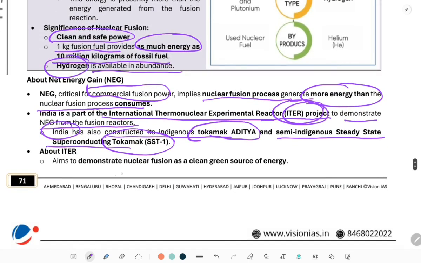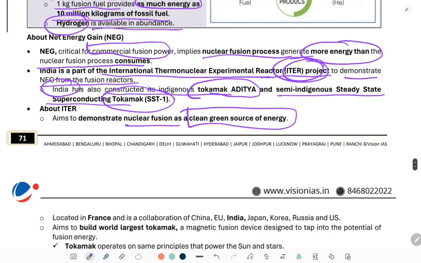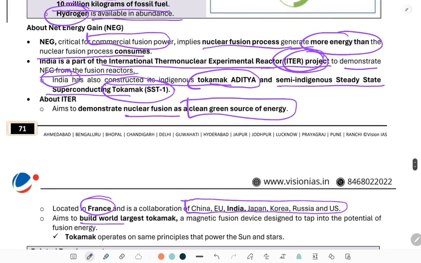This ITER aims to demonstrate nuclear fusion as a clean, green source of energy. ITER is located in France, and is a collaboration of China, EU, India, Japan, Korea, Russia, and US. It seeks to build the world's largest tokamak, a magnetic fusion device designed to tap into the potential of fusion energy. A tokamak operates on the same principle that powers the sun and stars.